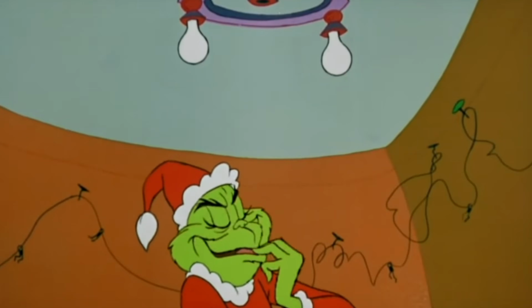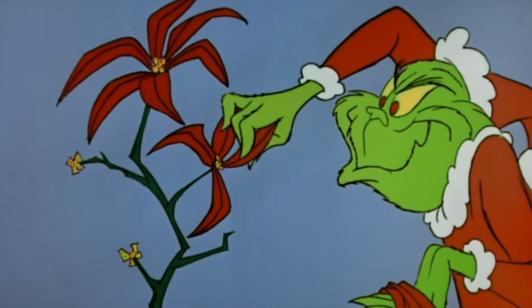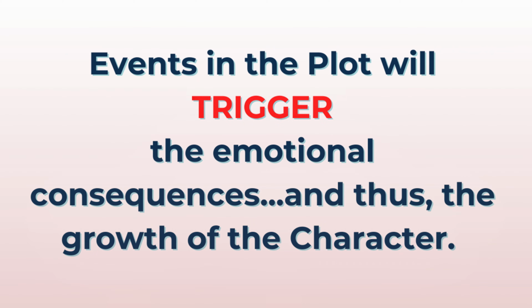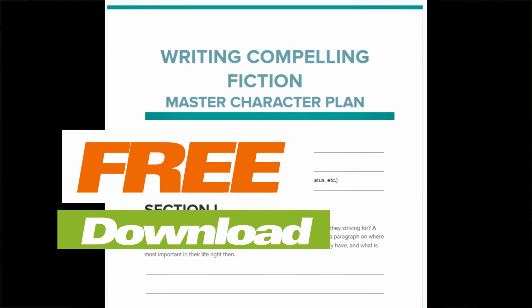However, and here's where you, the author, get to be a little bit mean. What happens in the plot triggers those emotional consequences, and those emotional consequences are what forces the character to grow and change. So the very first writing exercise that you have is to go back to the character master plan that you did, and I want you to take those deep emotional wounds that you gave to your character. If you haven't done it yet, go back and do that now, because these deep emotional wounds will be at the heart of everything I talk about in this series.